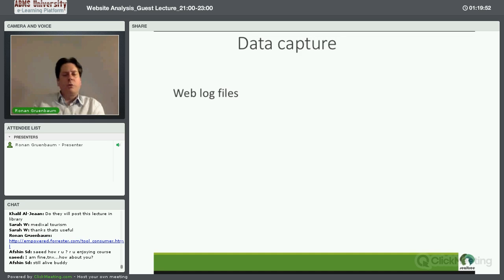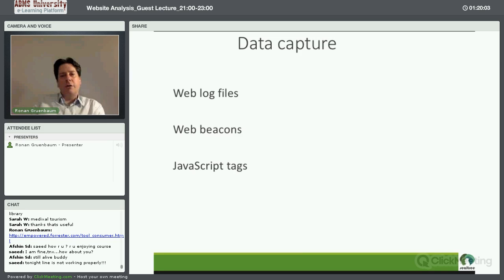JavaScript tags, this is essentially what Google Analytics are, and this captures the data in real time, so you can measure it in real time and see what people are doing live on your site. And then packet data sniffers. Packet data sniffers are essentially a little machine that sits next to the server and takes all the data that comes through it, and it sniffs the data and takes the information from there. So it depends on what you want to do with your organization as to which one of these is best.